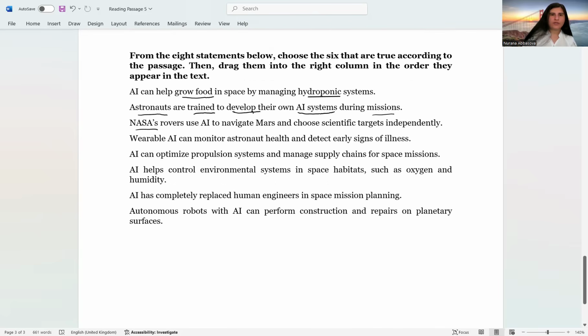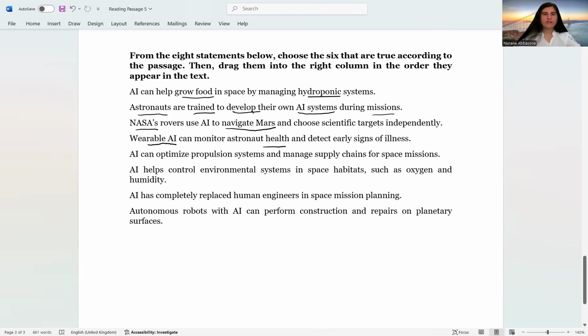NASA's rovers use AI to navigate Mars and choose scientific targets independently. I think NASA's navigate Mars is enough, because if you take fewer words, it will be more beneficial, because we will try to keep them in our mind. So that's why it is better to keep fewer words. Wearable AI, I think it's enough for me. I still read this question: wearable AI can monitor astronaut health and detect early signs of illness.